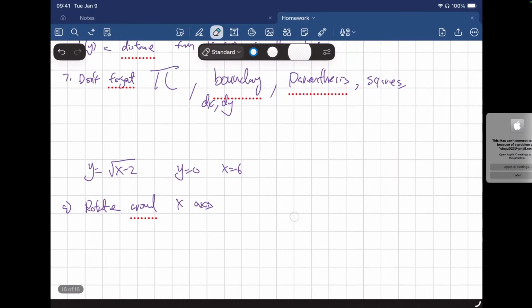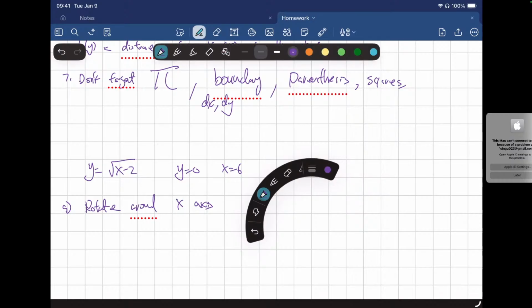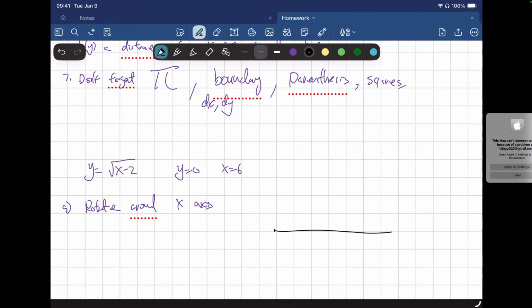So I'm going to start by drawing the axis. Does anybody know how to draw square root of x minus 2? You move it to the right. Aiden? Start from 0, move right 2, so it's at 2, and then you go.